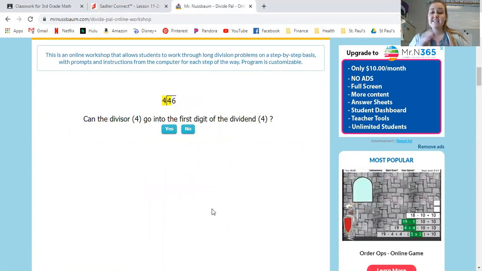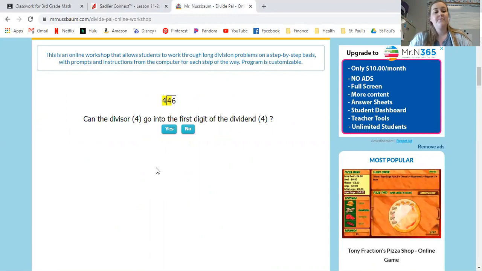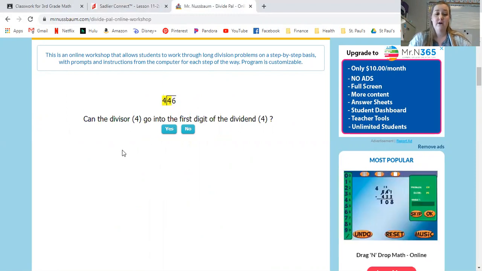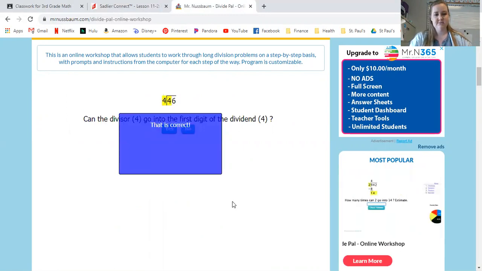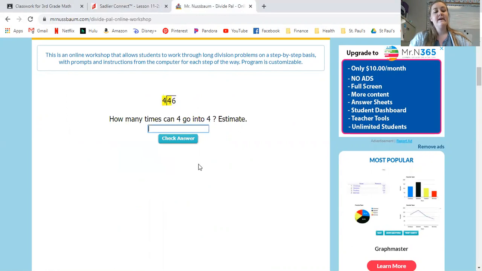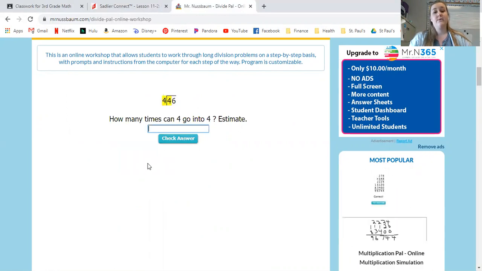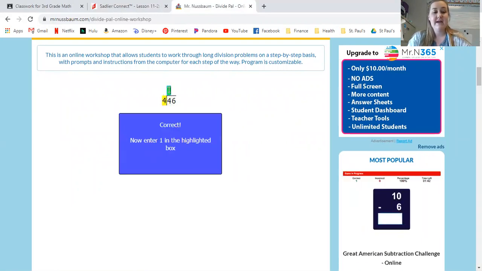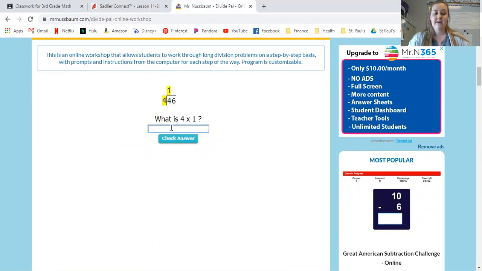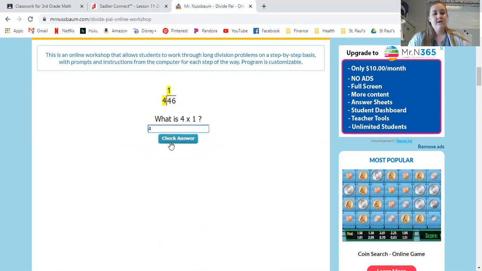Here, it's going to ask me questions that I need to answer, taking me step by step through. Can the divisor 4 go into the first digit of the dividend? Can you do 4 divided by 4? Yeah, I can, so I'm going to press yes. It tells me if I'm correct or not. How many times can 4 go into 4? Well, I know 4 goes into 4 once, so I'm going to type in 1 and check my answer. Now it's going to have me type the 1 in there. Now what's 4 times 1? It's 4. Check my answer.